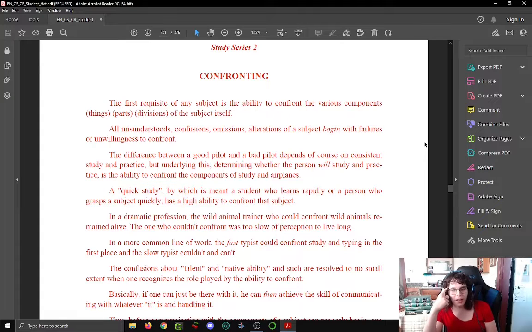The difference between a good pilot and a bad pilot depends, of course, on consistent study and practice, but underlying this, determining whether the person will study and practice, is the ability to confront the components of study in airplanes. A quick study, by which is meant a student who learns rapidly or a person who grasps a subject quickly, has a high ability to confront that subject. In a dramatic profession, the wild animal trainer who could confront wild animals remained alive. The one who couldn't confront was too slow of perception to live long. Well, that's literal confrontation. You are facing a wild animal. There's a difference between confronting an animal and confronting a course pack.